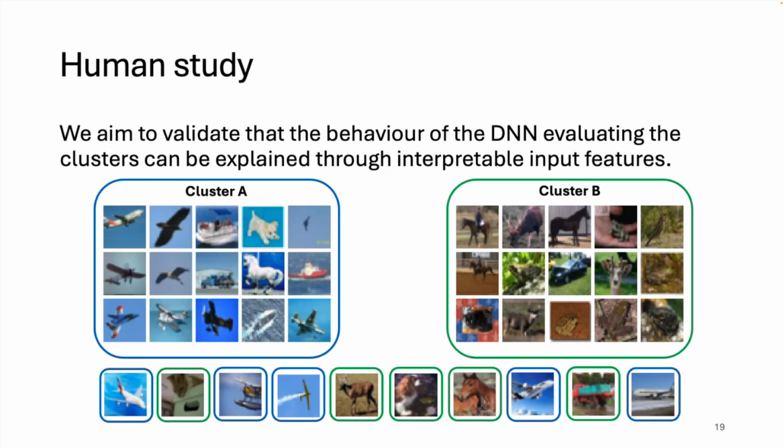In particular, in the human study, we supply the users with different examples taken from pairs of our clusters, and we want to see whether the human assessor is able to tell, for example, whether this instance belongs to this cluster or to the other. With that, we measure the accuracy of the human assessor and compare it with the pairwise accuracy of the deep learning system.